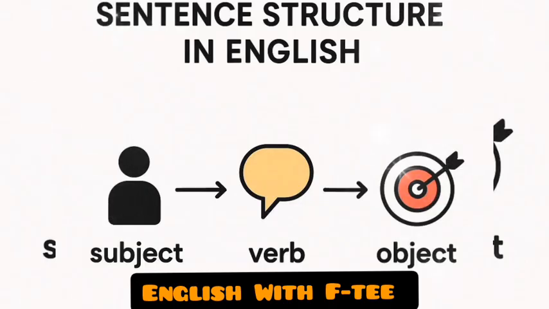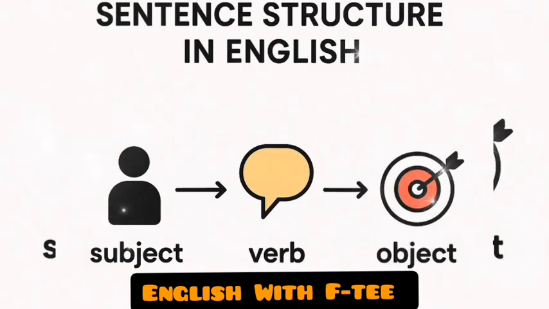Then we have SVC, which is subject verb complement. Carol is a nurse. Carol is the subject. Is the verb. A nurse is the complement. SVA, subject verb adjunct. David reached early. David is the subject. Reached is the verb. Early is the adjunct.